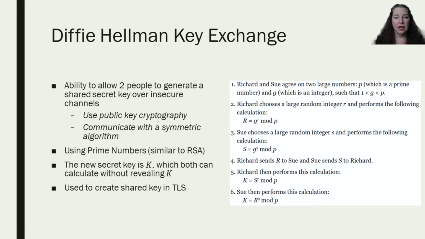Given an integer and the prime number, Richard is going to create a large random integer, lowercase r, and perform the calculation to create capital R, which is simply G to the power of r, and then modulo P, whatever P happens to be. We're going to get capital R from this. Sue, at the exact same time, at home, in her own location, not over the internet, is going to also choose a different random integer, lowercase s, and perform the same calculation, G to the power of s mod P, to come up with capital S.